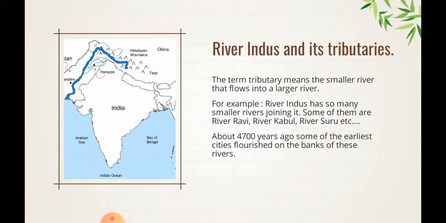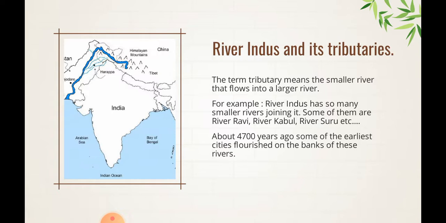River Indus and its tributaries. When I say tributaries, it means the smaller rivers that flow into a larger river. I repeat, the smaller rivers that flow into a larger river. For example, River Indus has so many smaller rivers joining it. Some of them are River Ravi, River Kabul, River Suru, River Gilgit, and so on.